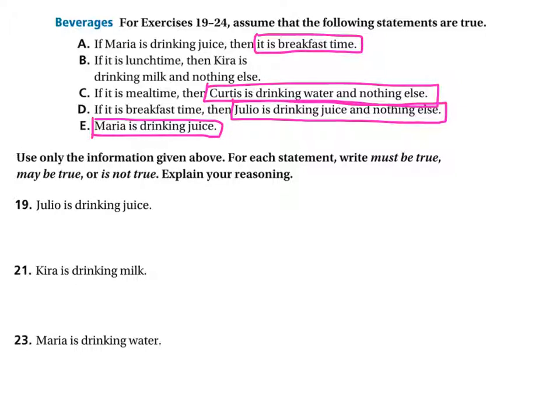So let's go down to the bottom. Number 19. Well, first of all, the instructions say use only the information given above, and for each statement, write it must be true, it may be true, or it's not true, and explain. I'm going to verbally explain after writing it.